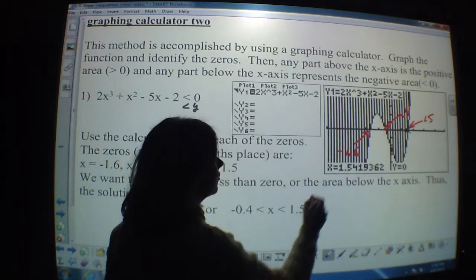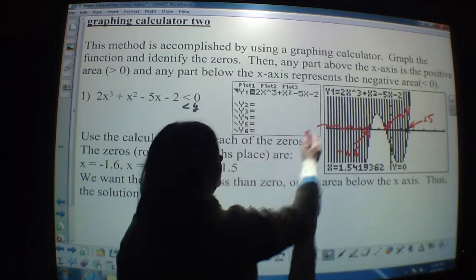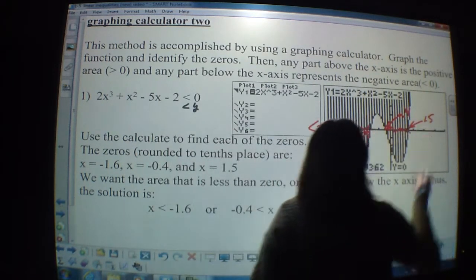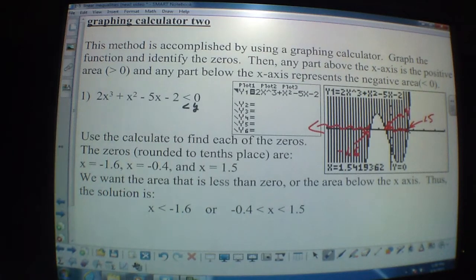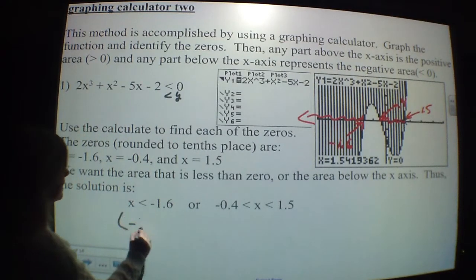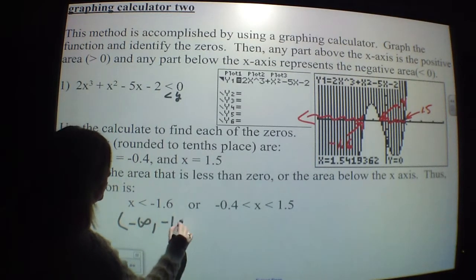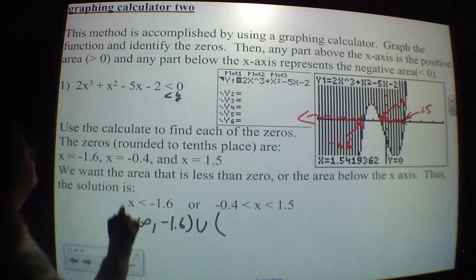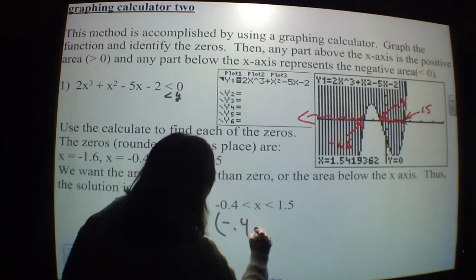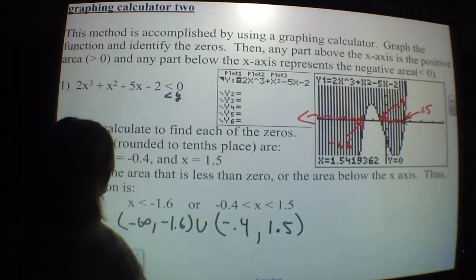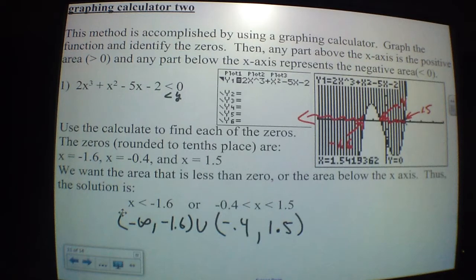So now you can see with your graph that it's valid for anything less than -1.6 and anything between -0.4 and 1.5. I have the solution written in interval notation: -infinity to -1.6, union, -0.4 to 1.5. And that's how you use your graphing calculator.